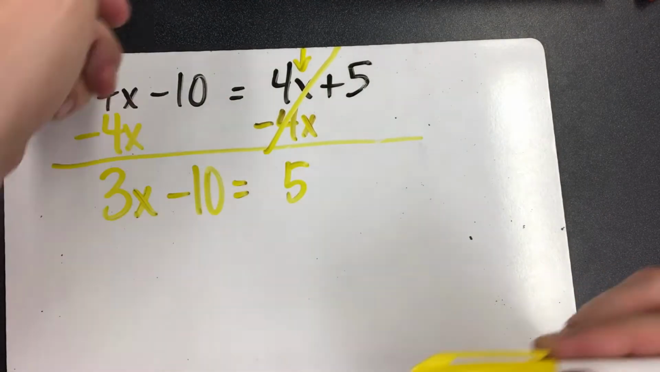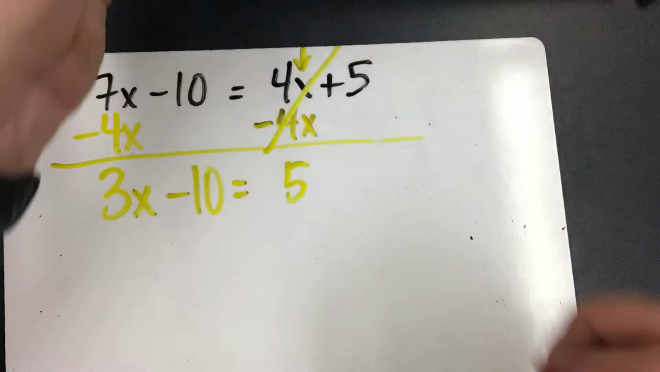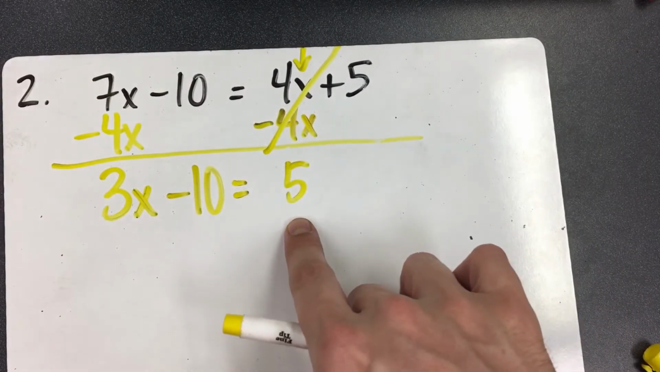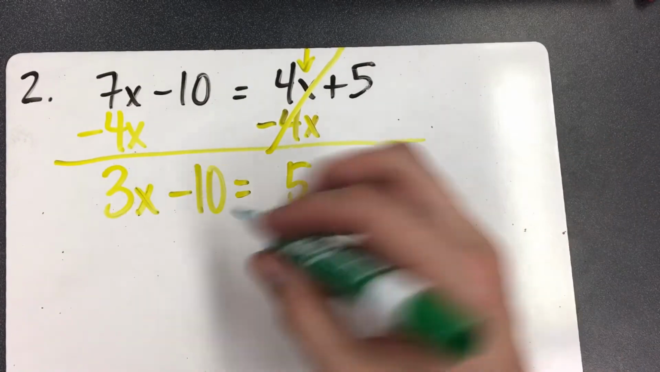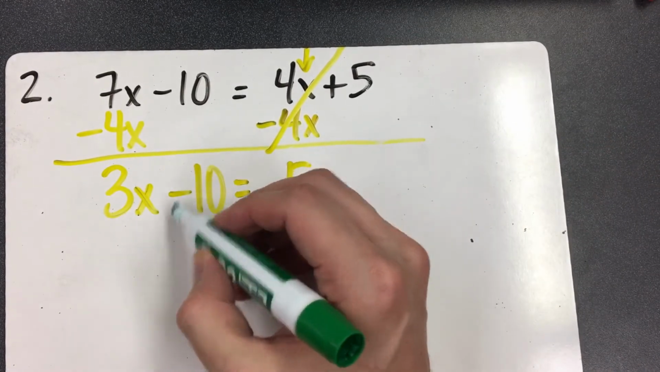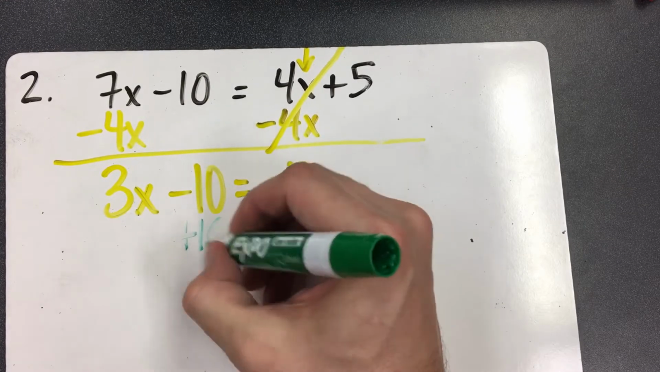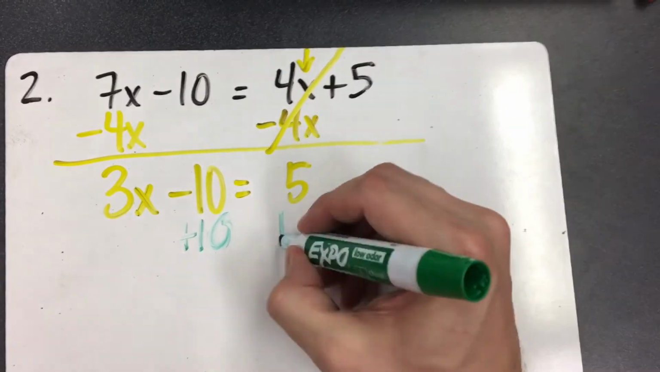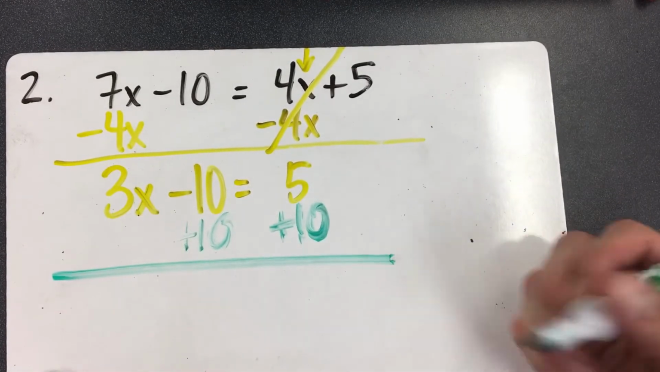Step 1 is complete. Undo the variable from the right-hand side, right? There is no more variable on the right-hand side of the equal sign. I've got it taken care of. Now I'm going to go on the left-hand side and undo the constant. This is the constant right here. This is the plain old number. Instead of subtracting 10, I want to do adding 10. Instead of subtracting 10, I'm going to do adding 10 on the left and on the right.